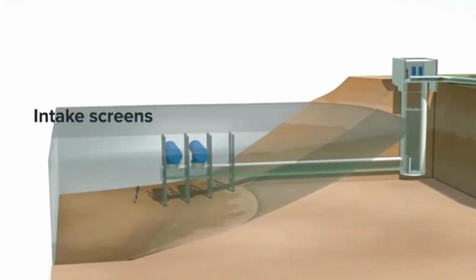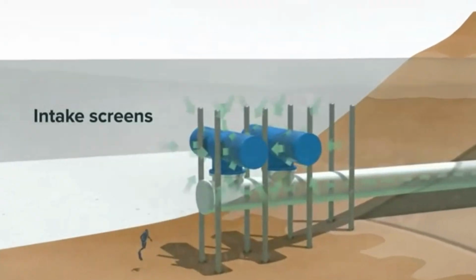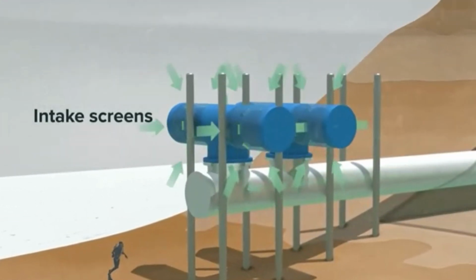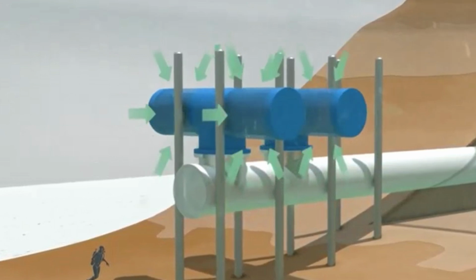Cylindrical intake screens are placed in a reservoir in such a way to best avoid ingesting silt from the reservoir bottom or floating material from the surface.